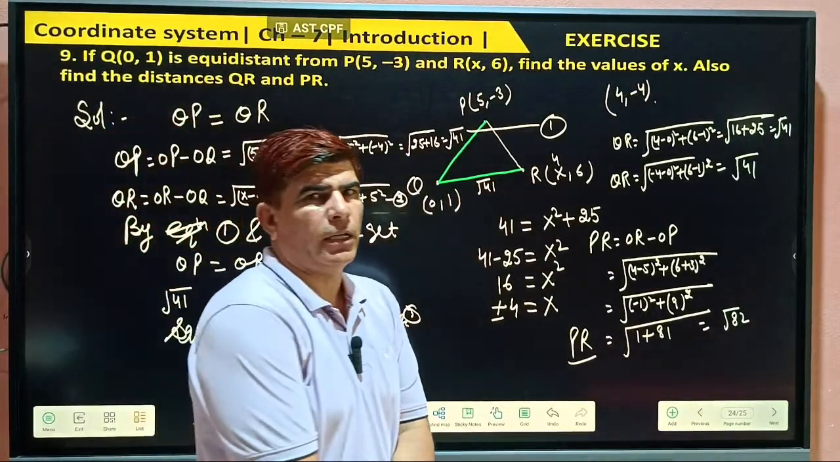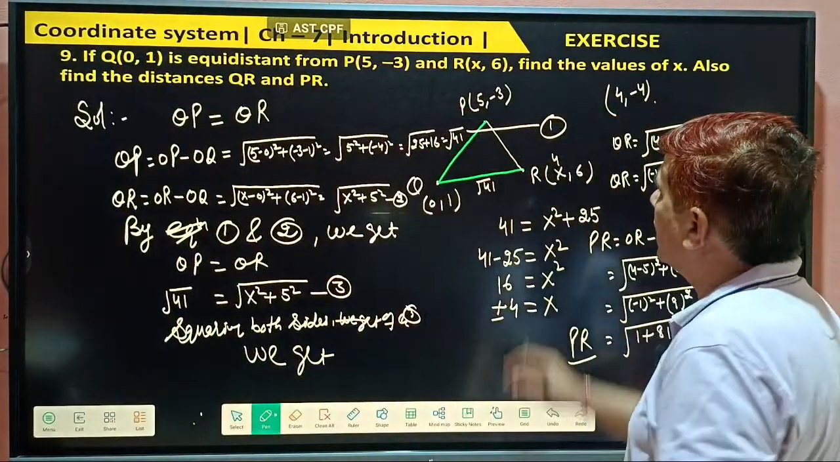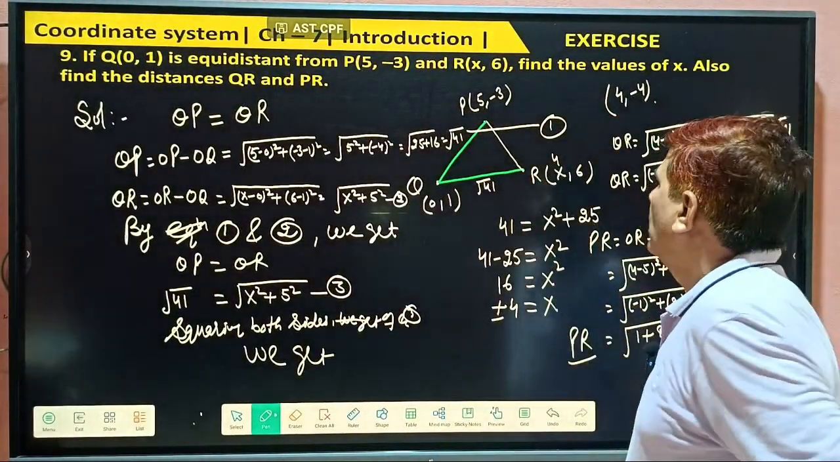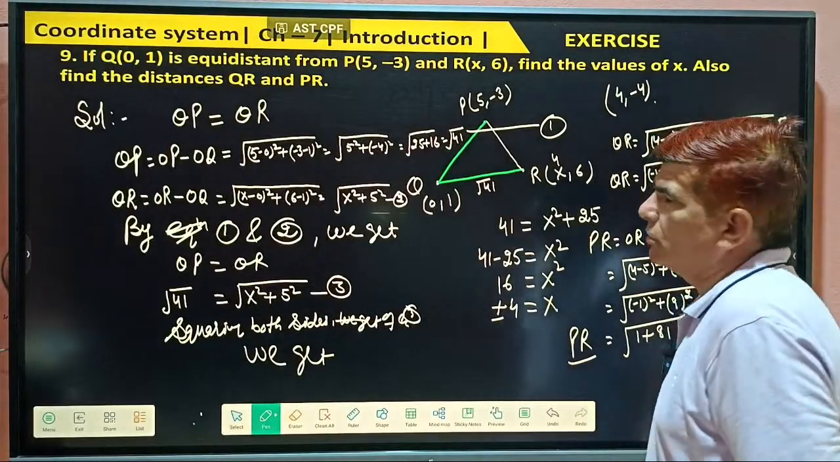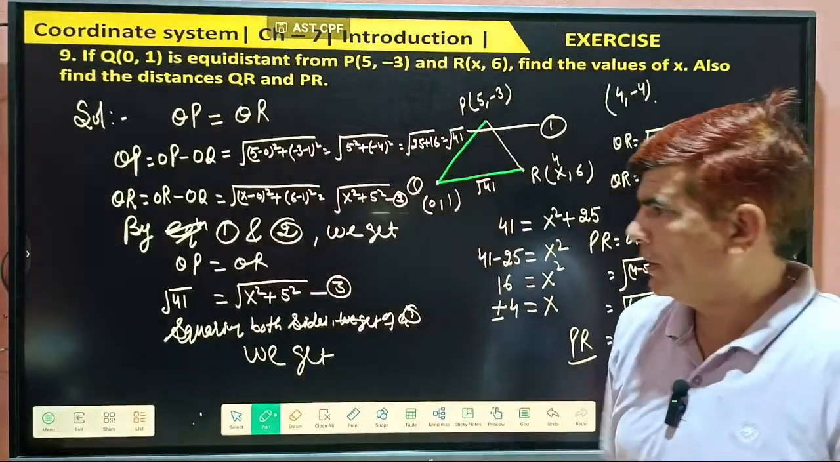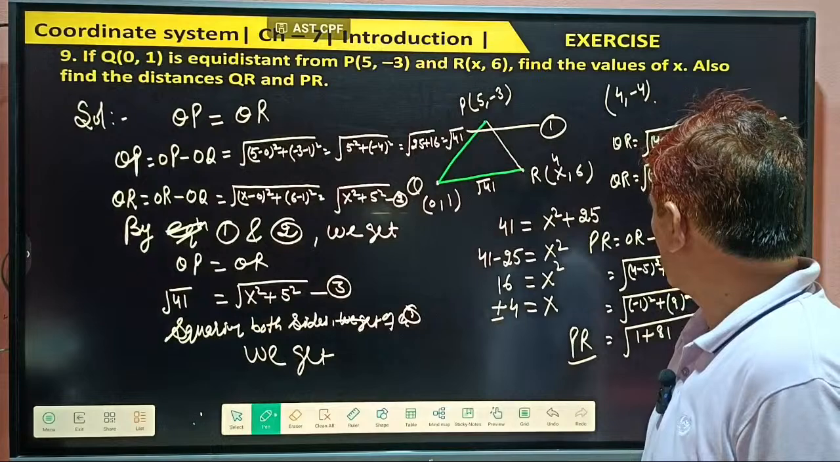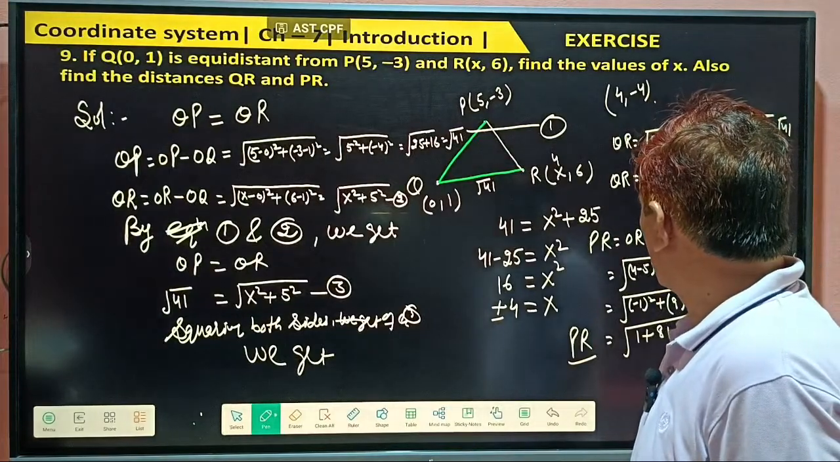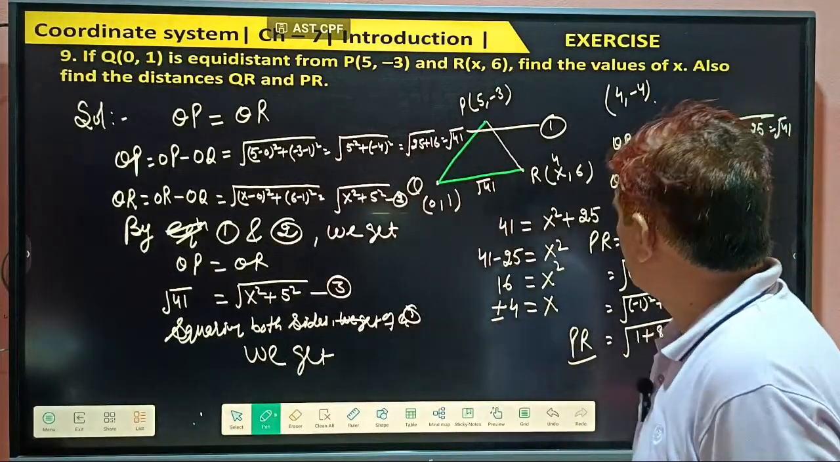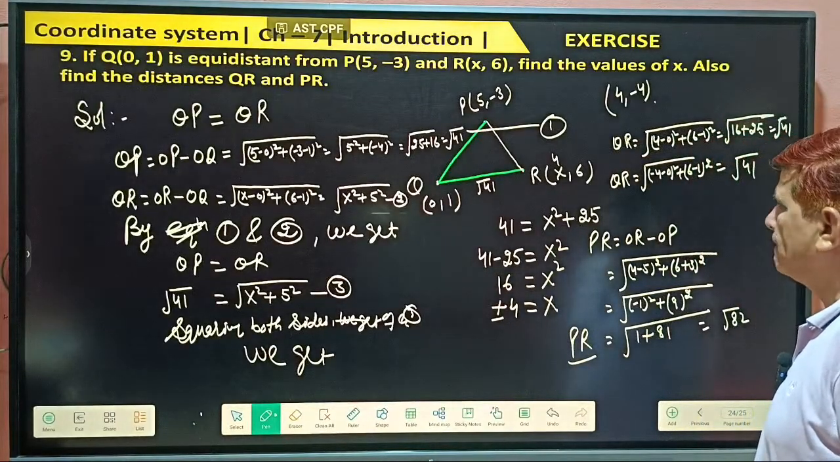And if we are taking x equal to 4, then R is lying in the first quadrant. And if we are taking x equal to minus 4, then R is lying in the second quadrant. This is the difference. Understood or not? Yes or no? Any change if you are taking minus this?